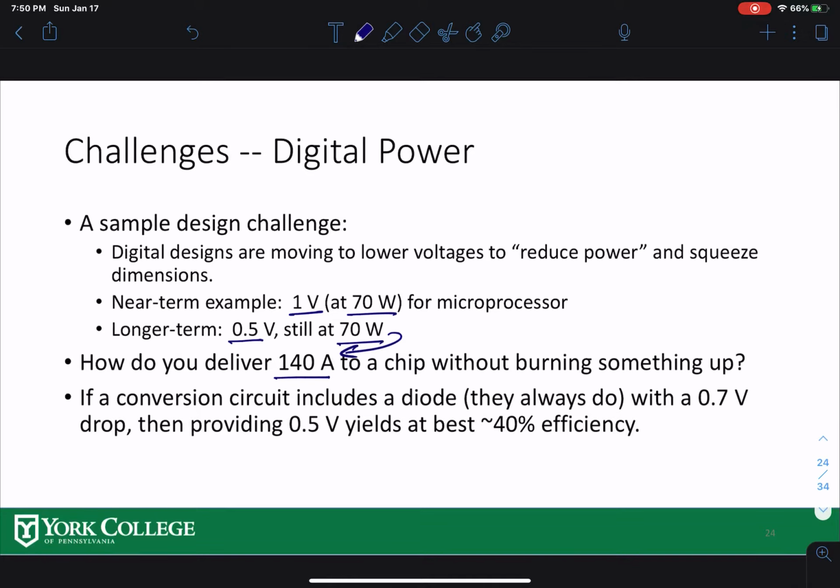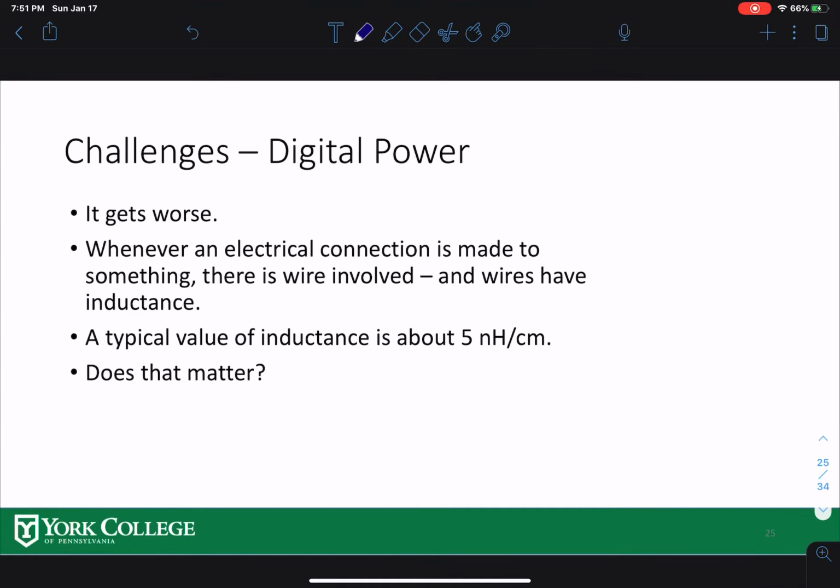And sometimes we use a diode to supply power. If we try to use a diode to supply 0.5 volts, look here, the diode takes almost 0.7 volts. So basically what we're getting is 40% efficiency. This is not a good solution. You have to think about a different solution, when the digital sector is going to lower voltage every few years.